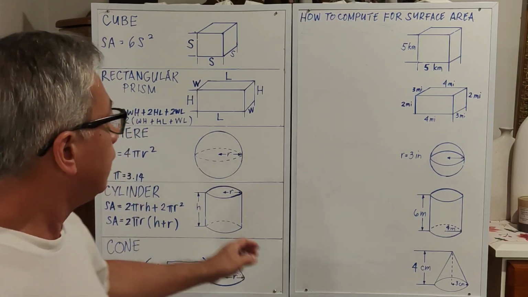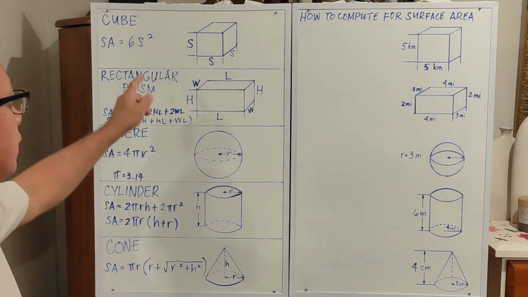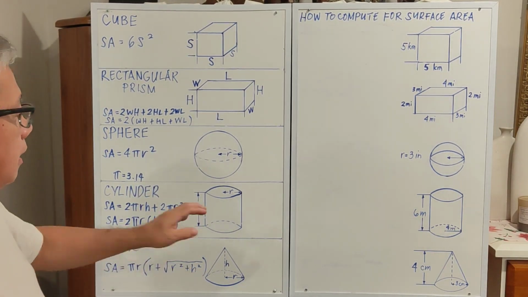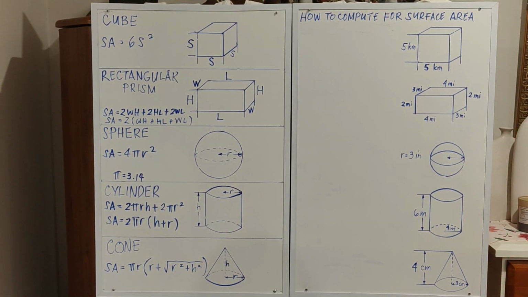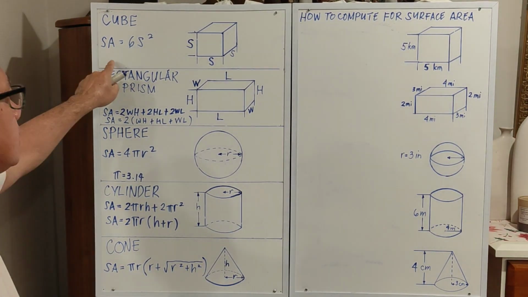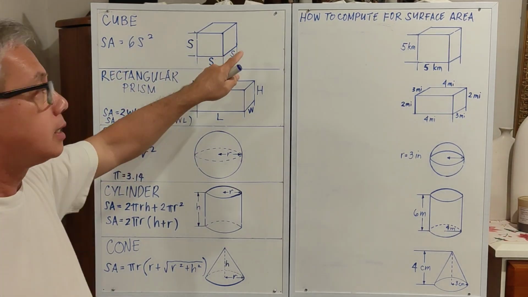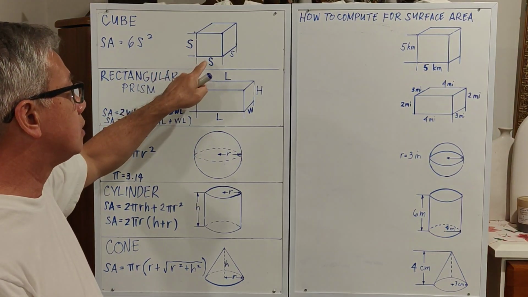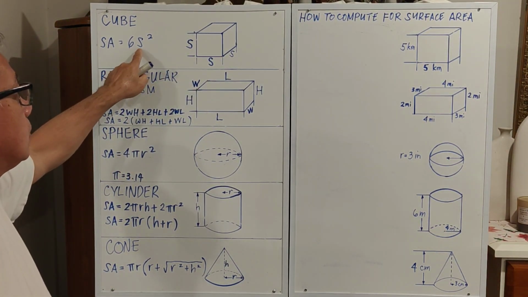On the left is a chart where the formulas for the surface area of the more common objects are shown. For the cube, the surface area is 6s squared. A cube has 6 sides and the area of each side is s times s, or s squared. So the surface area is 6 times s squared.